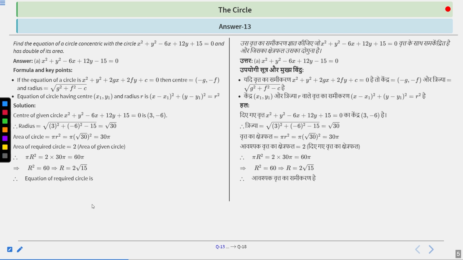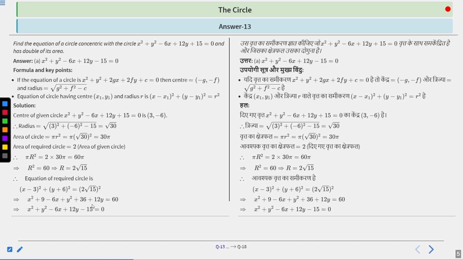Got it? Therefore, the equation of the required circle is x minus 3 whole square plus y plus 6 whole square is equal to 2 root 15 whole square. Clear? So after solving this, you will get x square plus 9 minus 6x plus y square plus 36 plus 12y is equal to 60, right? Therefore, after solving this, you will get x square plus y square minus 6x plus 12y minus 15 equal to 0. Clear? Therefore, the answer of this question is option A, x square plus y square minus 6x plus 12y minus 15 equal to 0. Got it?